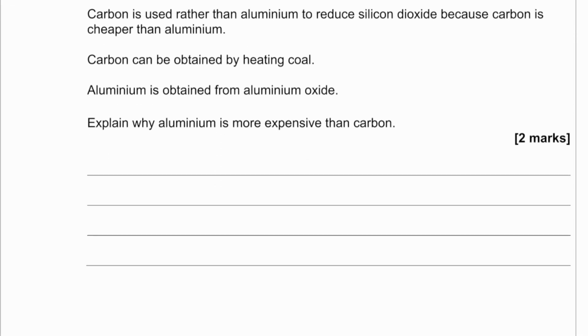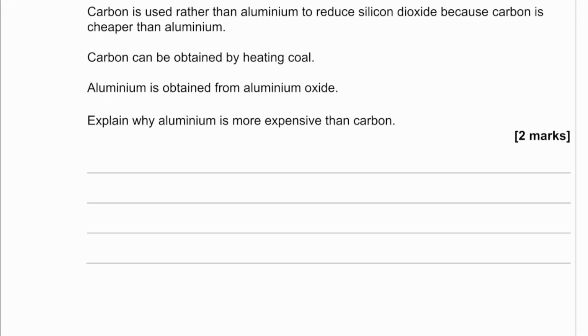7.2, aluminium also reduces silicon dioxide. Carbon is used rather than aluminium to reduce silicon dioxide because carbon is cheaper than aluminium. Carbon is obtained by heating coal. Aluminium is obtained from aluminium oxide. Explain why aluminium is more expensive than carbon.